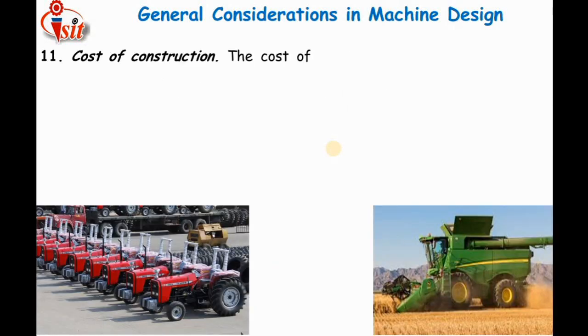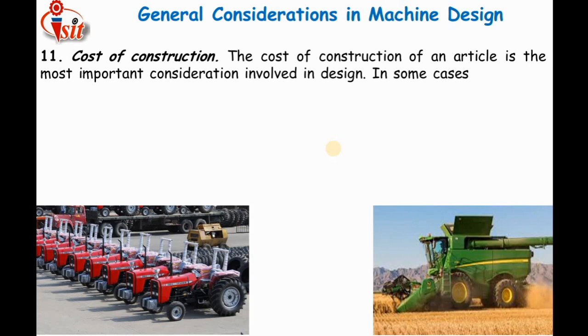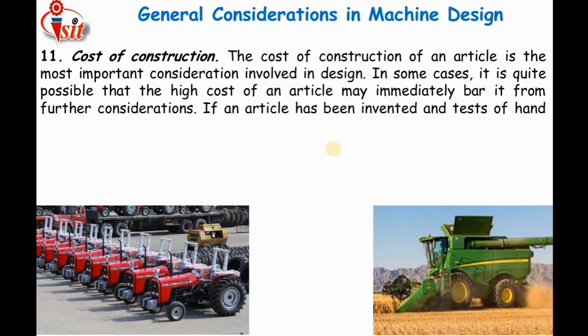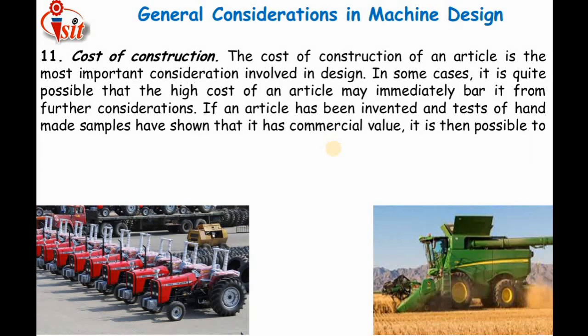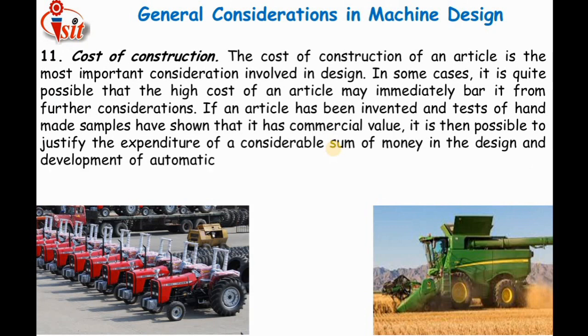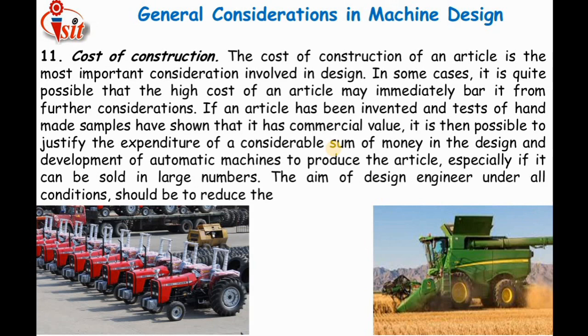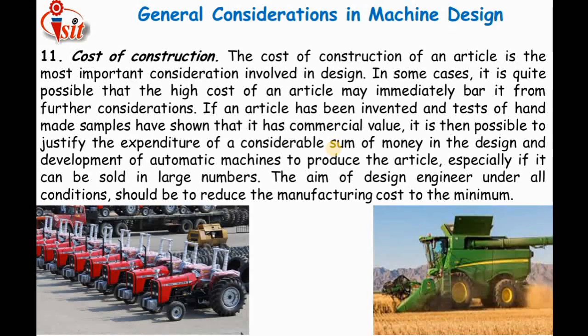This is also an important consideration while doing machine design. Next is the cost of construction. The cost of construction of an article is the most important consideration involved in design. In some cases, it is quite possible that the high cost of an article may immediately bar it from further consideration. If an article or a machine has been invented and tests of handmade samples have shown that it has commercial value, it is then possible to justify the expenditure of a considerable sum of money in the design and development of automatic machines to produce the article, especially if it can be sold in large numbers. The aim of the design engineer under all these conditions should be to reduce the manufacturing cost to a minimum.